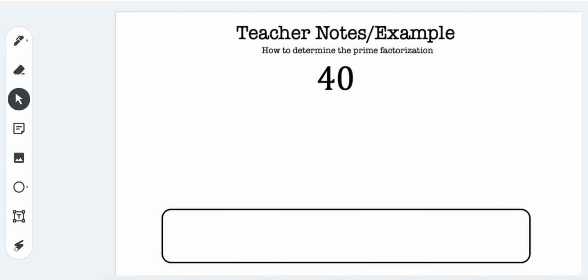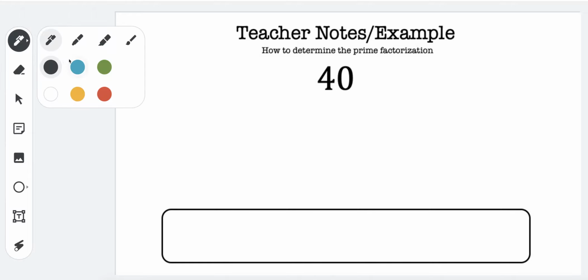Hey everybody, this video is about how to find the prime factorization of a number. Okay, so first of all, come on over here and grab a pen or marker.